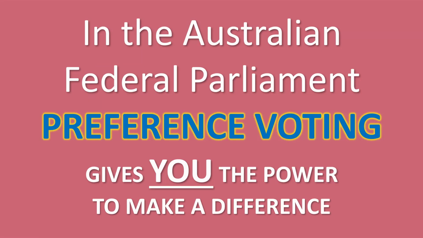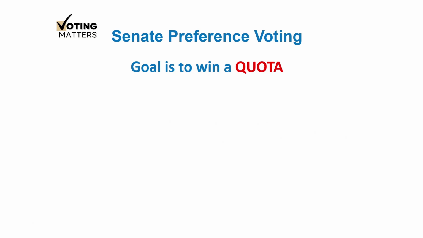In the Australian Federal Parliament, preference or preferential voting gives you the power to make a difference. The Senate's main function is to be a house of review for legislation, and senators represent an entire state or territory rather than a small electorate within it. To be elected as a senator, you must get a quota. This is known as proportional representation.